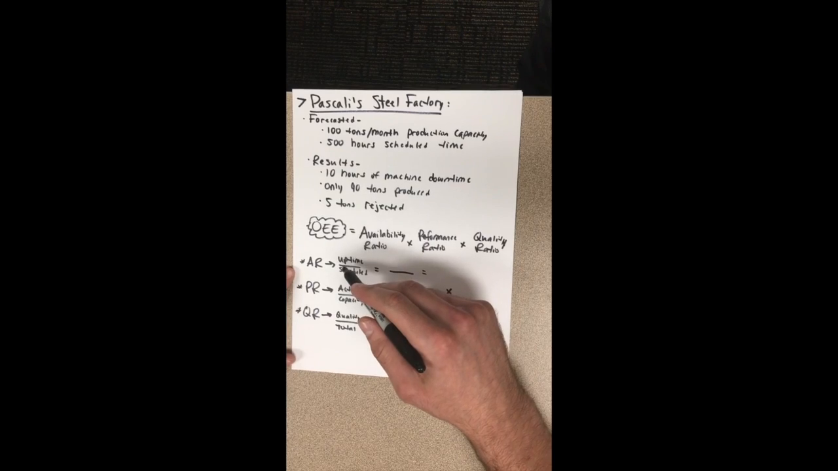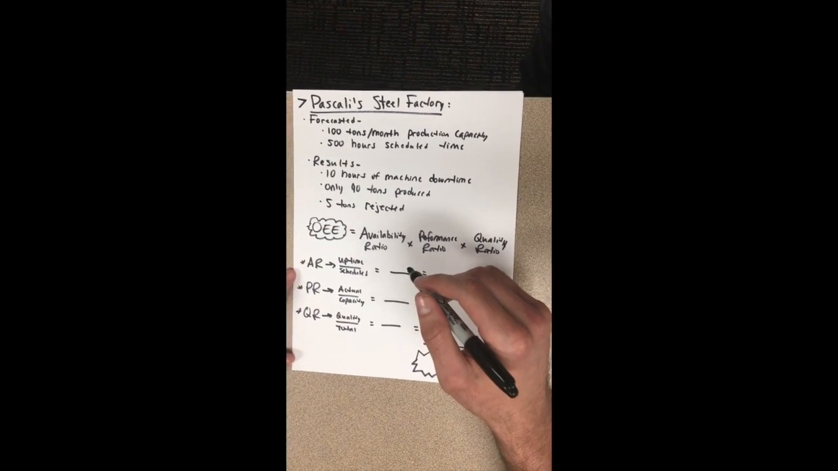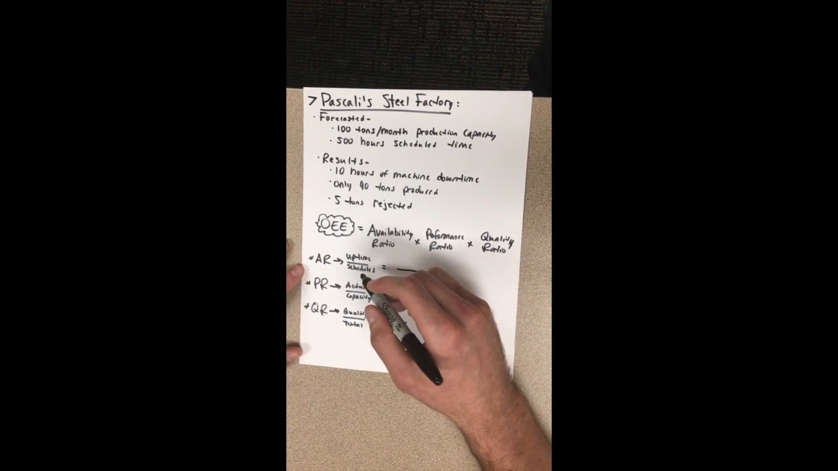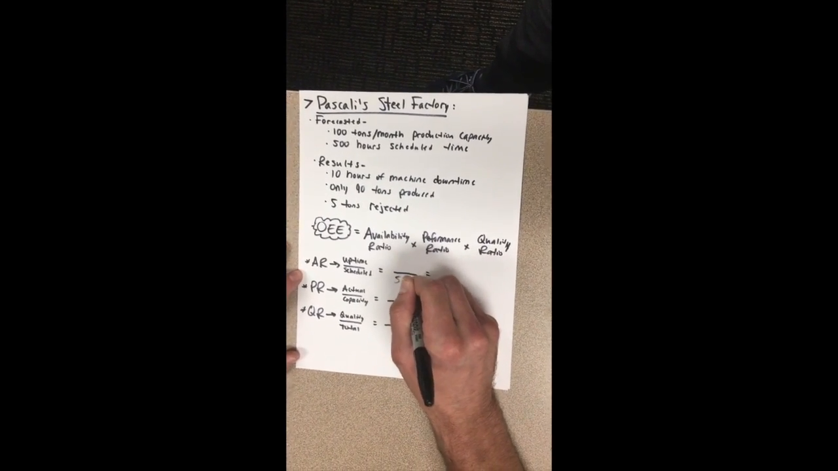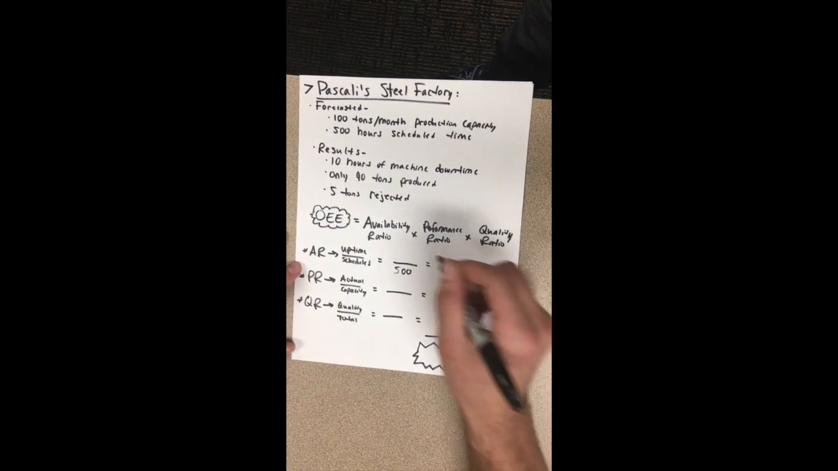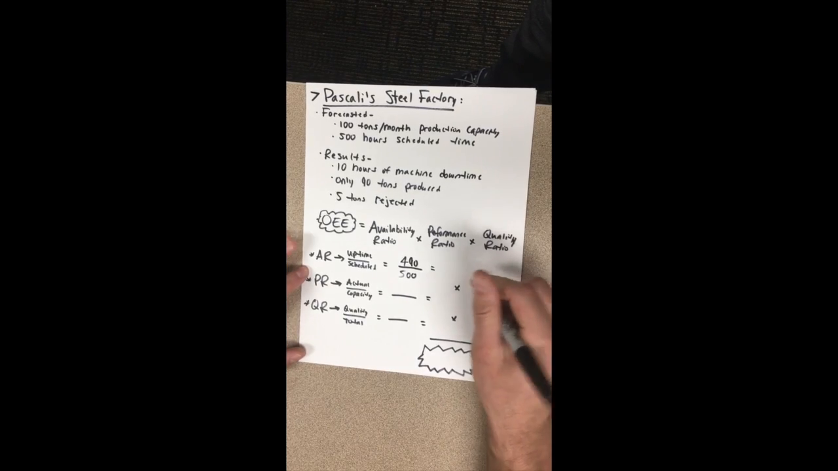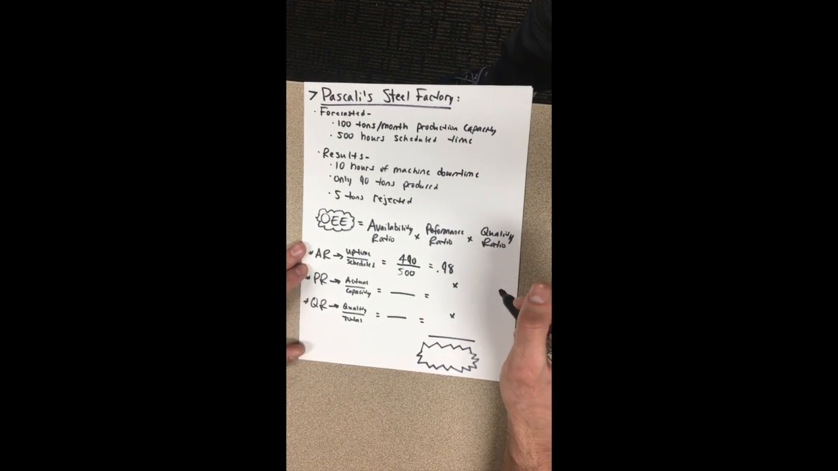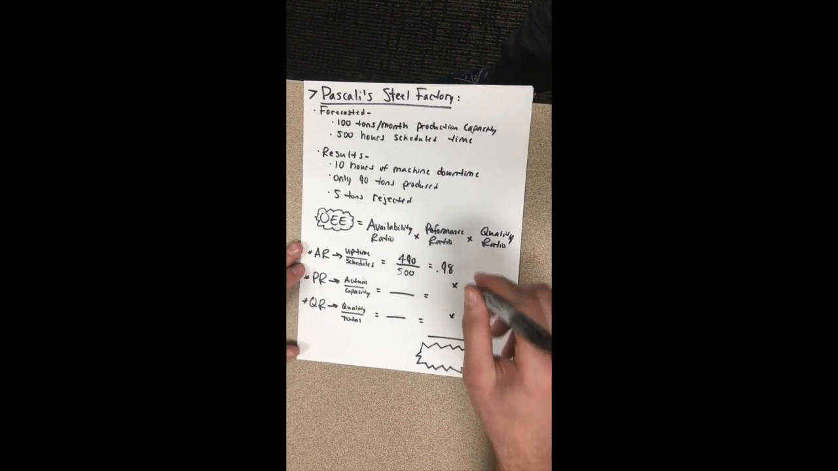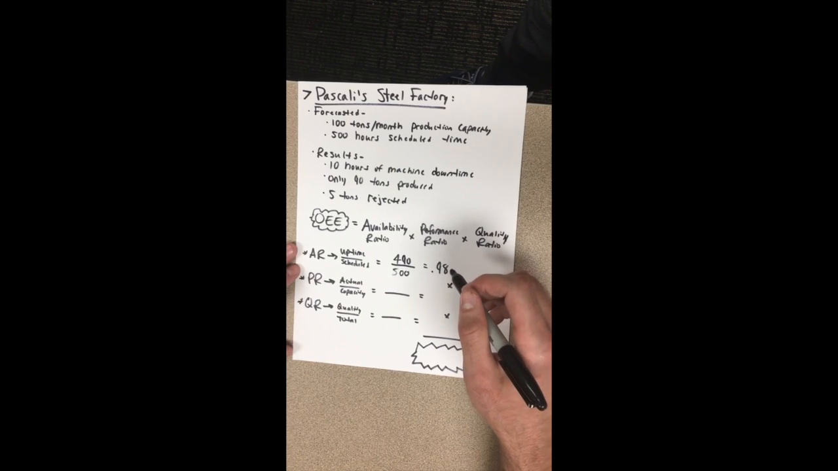So first, the availability ratio is our uptime, which is the actual time that our machines ran during the month, divided by our scheduled time. As we know, we were scheduled for 500 hours, but our machines only ran for 490. This equates to a 98% availability ratio. As we showed on the board, that plant manager couldn't be happier with those results.